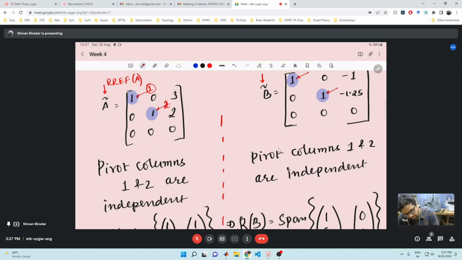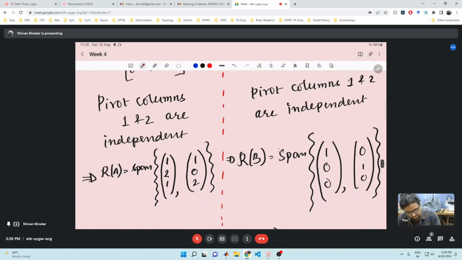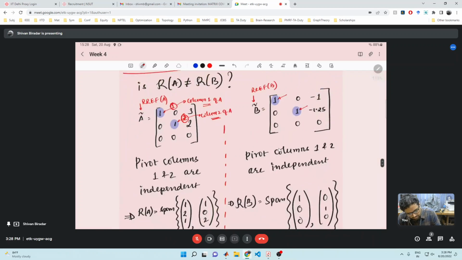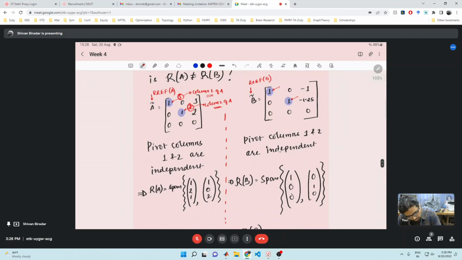So this one corresponds to column 1 of A and column 2 of A. If we take column 1 of A and column 2 of A corresponding to these pivots, these two will span the range space of A.